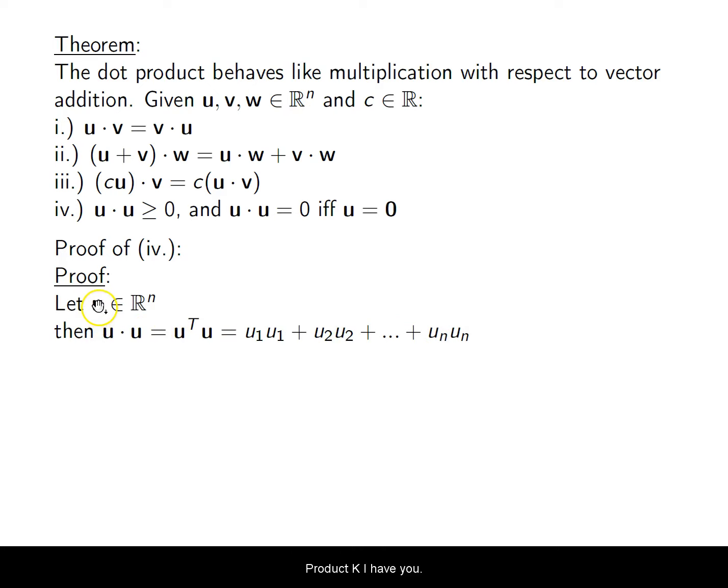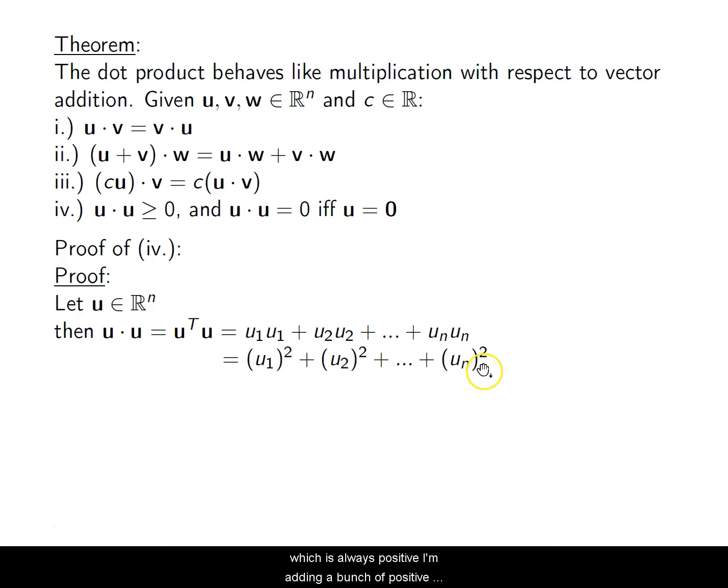I have u, and I'm trying to prove this, so what does that look like? Basically each component times itself, which is the same thing as each term squared, which is always positive. I'm adding a bunch of positive things together, so I'm going to get something positive. I should have put here: assume that u is not the 0 vector, then this has to be positive.